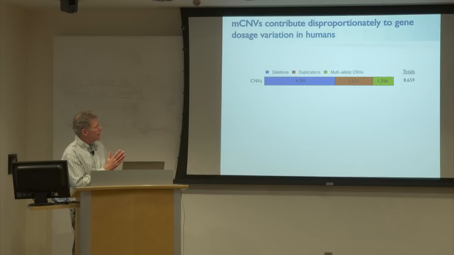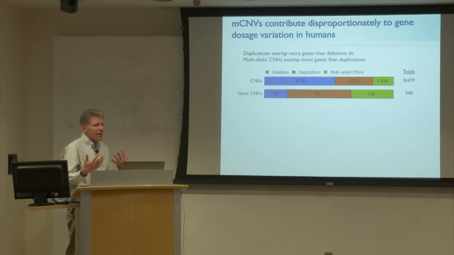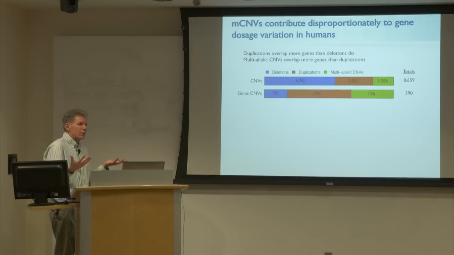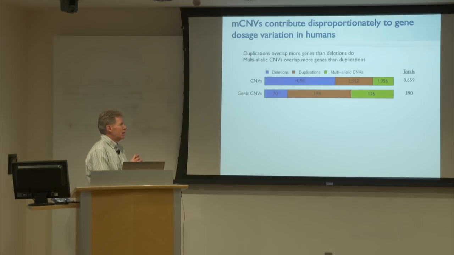So in this study we did of the 1,000 Genomes data, this was the number of these largish CNVs we were able to ascertain. The blue is showing the deletions, the orange is the biallelic duplications, and the green are the multi-allelic CNVs. And there's fewer of the multi-allelic CNVs. But then if you ask, how many of them overlap genes, so that the gene is completely within the CNV, you see that the ratio begins to shift, right?